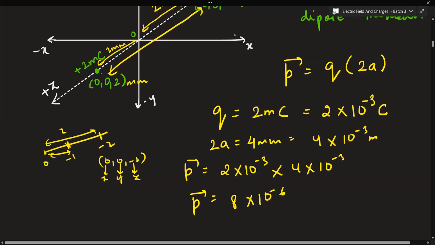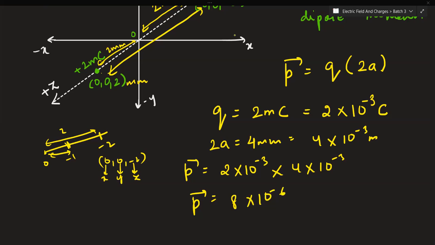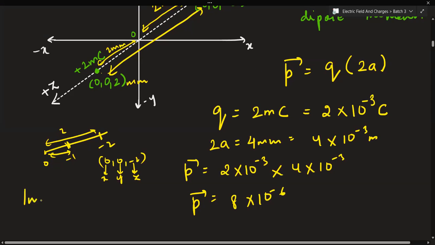Now see, writing this is not sufficient. It is 10 to the power minus 3 because 1 millimeter is equal to 10 to the power minus 3 meters. So if you have 4 millimeters, this will be 4 into 10 to the power minus 3 meters. Wherever you have the milli term, just replace it by 10 to the power minus 3.